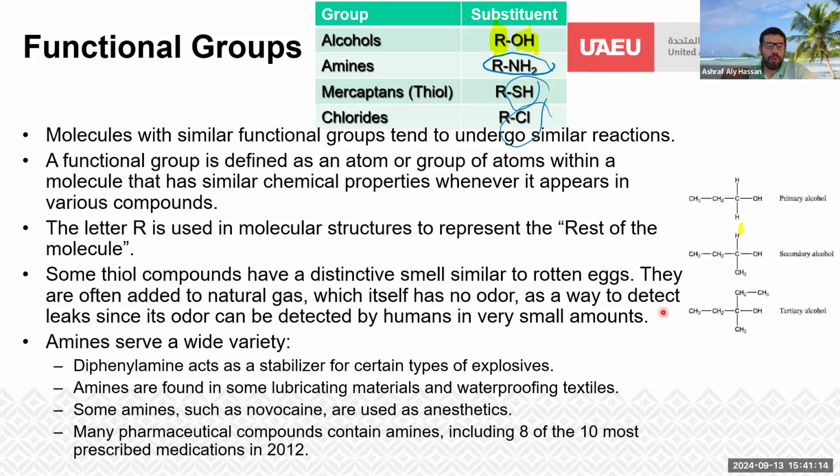Amines serve also a wide variety of uses. For example, diphenylamine acts as a stabilizer for certain types of explosives. Amines are found in some lubricating material and waterproofing textiles. Some amines, such as novocaine, are used as anesthetics, and many pharmaceutical compounds contain amine, including 8 of the top 10 prescribed medications in 2012.